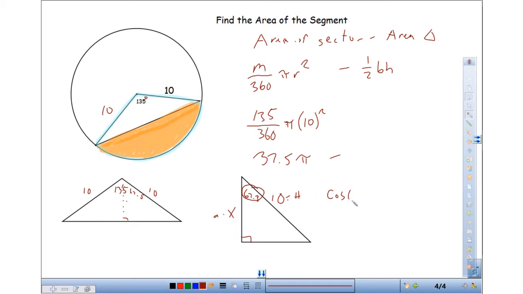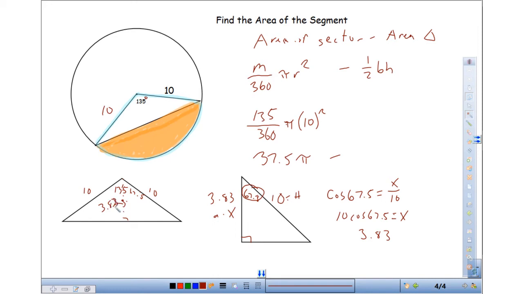So cosine of 67.5 is going to be equal to the adjacent, which is A, or X, over 10. And then we're going to cross multiply. So we'll have 10 cosine of 67.5 equals X. So 10 cosine of 67.5, making sure that your calculator is in degree mode, is 3.83. So that's what my height is. And basically that would go right here, right?